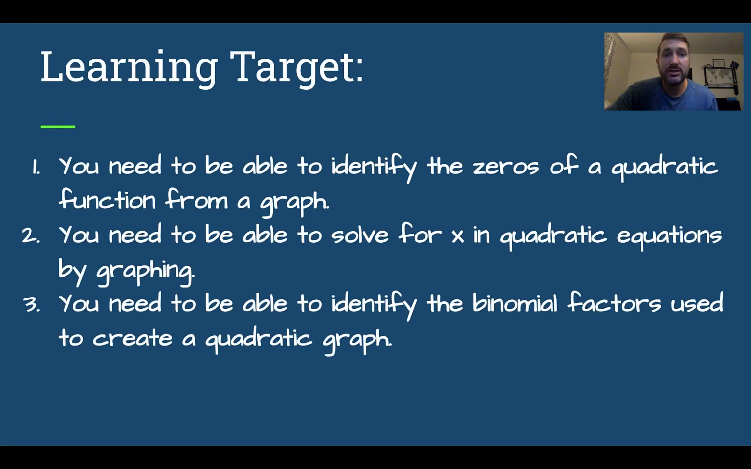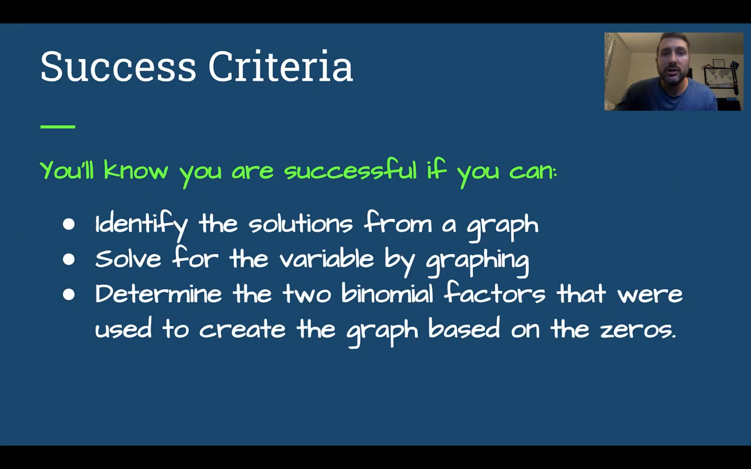After this lesson, you need to be able to identify the zeros of a quadratic function from a graph. You need to be able to solve for x in a quadratic equation by graphing. And you need to be able to identify the binomial factors that were used to create a quadratic graph. You'll know you're successful after this lesson if you can identify the solutions from a graph, solve for the variable by graphing, and determine the two binomial factors that were used to create the graph based on what the zeros are.